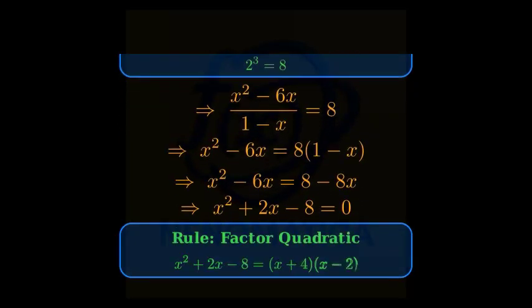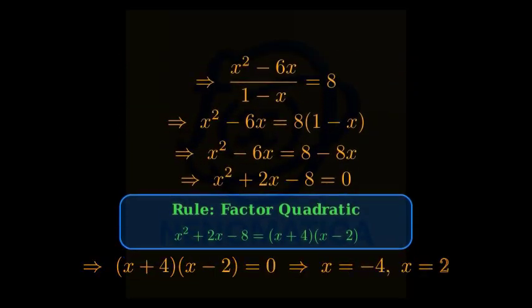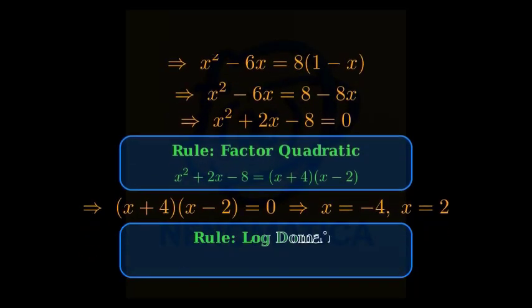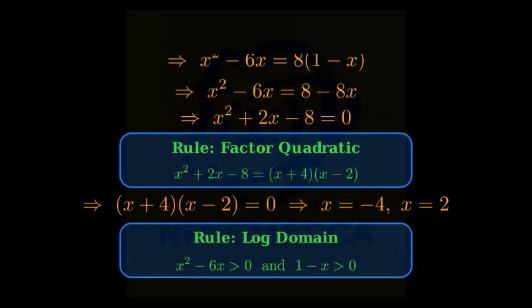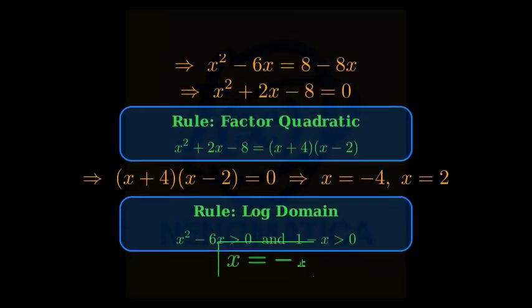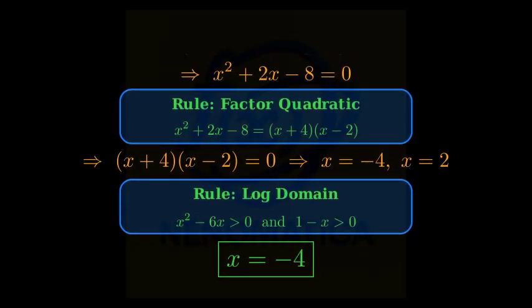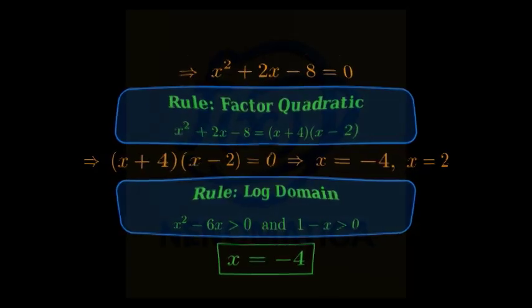Factor. The product is x plus 4 times x minus 2 equals 0, giving potential solutions x equals negative 4 and x equals 2. Check the domain. 1 minus x must be positive, and x squared minus 6x must be positive. Only x equals negative 4 satisfies both, so the solution is x equals negative 4.